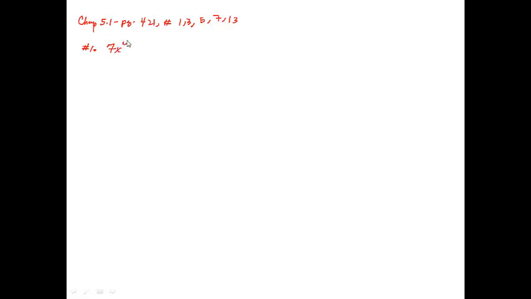So I have 7x to the 4th power plus 9x. Well, how many terms do you see here? There are 2 terms, so this is called a binomial.